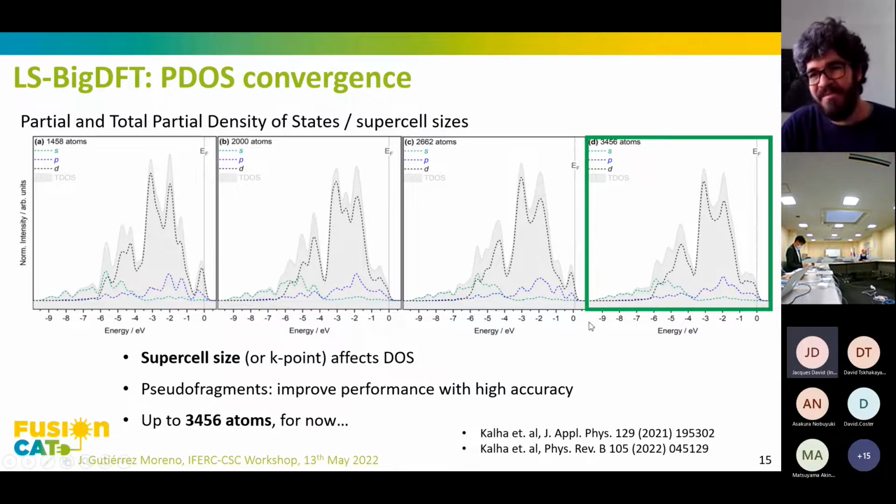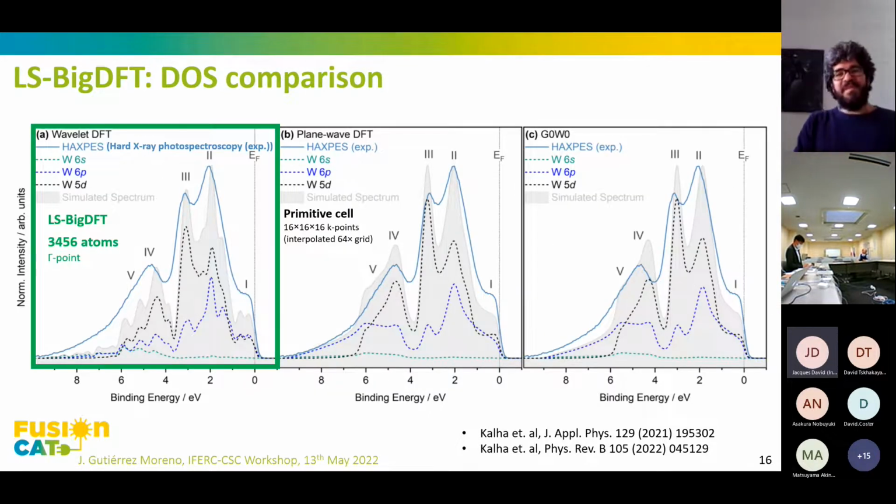This is the farthest we have gone for now, but we may go farther in the future. Of course, we have compared this with standard DFT, and we have compared our calculations here with linear scaling DFT with 3,456 atoms. We do calculations at the gamma point, so we don't use any K points, because these models are done for very large systems, and we don't really need to use K points in these calculations. But we have compared this with a primitive unit cell with many K points that has been calculated with plane wave DFT, with Quantum Espresso in this case.